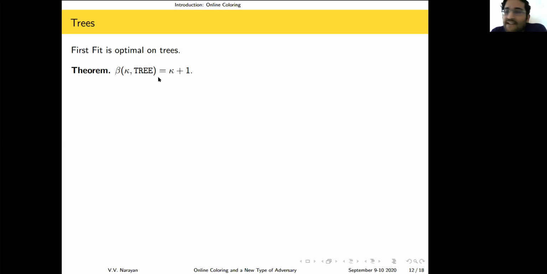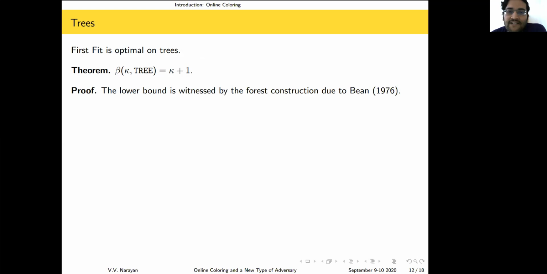So beta kappa tree is kappa plus 1, so you cannot do better than kappa plus 1. The lower bound is witnessed by the forest construction due to Beame. This is an inductive proof. Suppose kappa is 1 with a single connected component. You can force any algorithm to use two colors, right? Just give it an edge, and it's supposed to use two different colors.